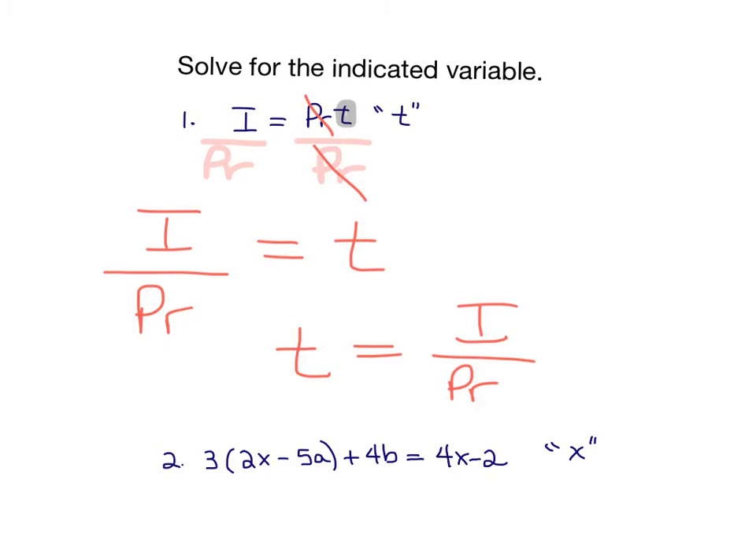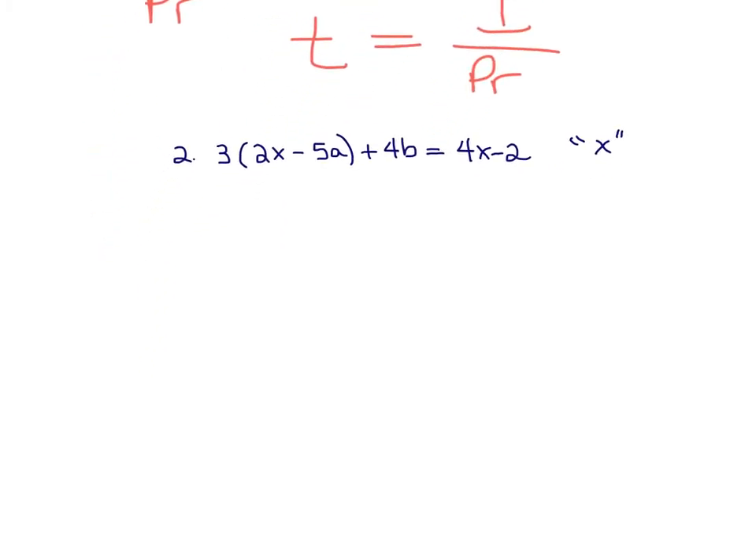All right, the next example, I want to solve for x. Notice in this example, I've got an x over here on the left, and I also have one on the right. But before I can even begin moving things, I need to distribute first. So I'm going to distribute the 3 to the 2x, and I get 6x minus 15a. I'm going to rewrite the rest of my problem.